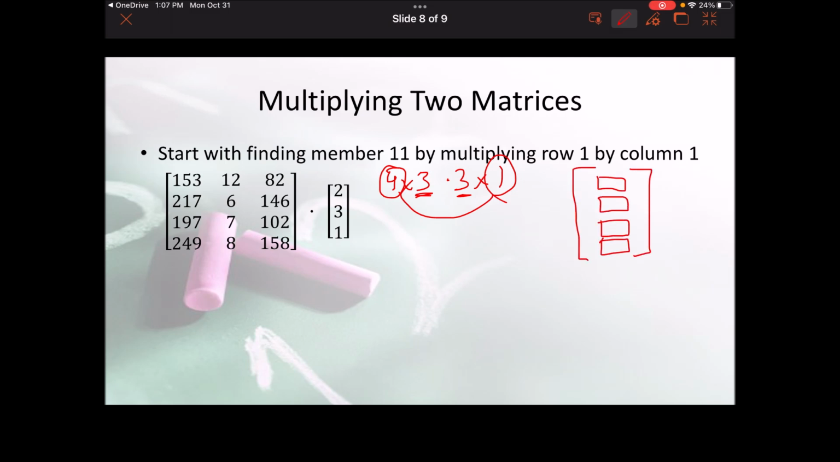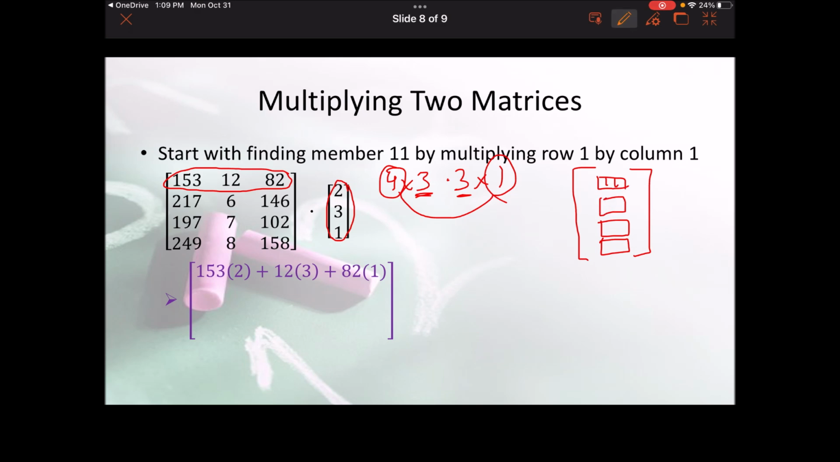So I've set up a diagram here where I have a matrix as my final answer that has 4 rows and 1 column. My first member of my matrix is 1, 1. What that indicates is that I'm going to take the first row of my first matrix and multiply by the first column in my second matrix. That is going to give me 153 times 2, 12 times 3, and 82 times 1. Now eventually I'll add all those together.